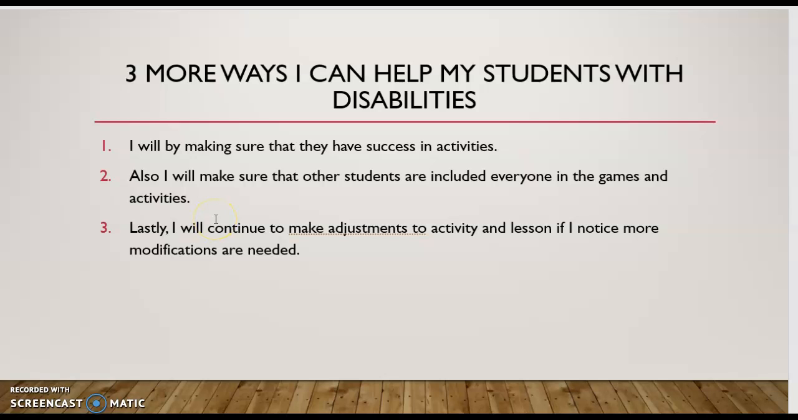Here are 3 more ways that I can help my students with disabilities. I will make sure that they have success in activities. I will also make sure that other students are including them in the games and the activities, so they feel like they are a part of the class and important to the activities. And lastly, I will continue to make adjustments to the activities and lesson if I notice more modifications are needed.